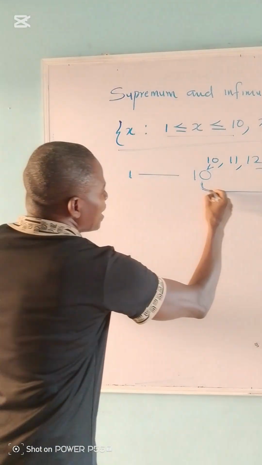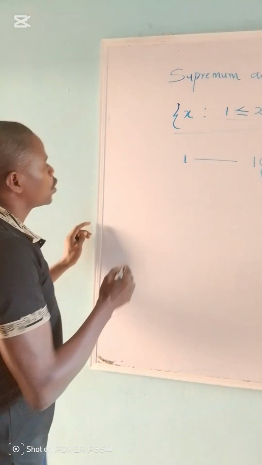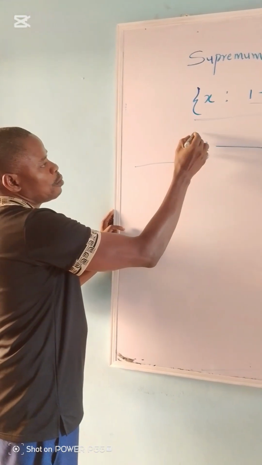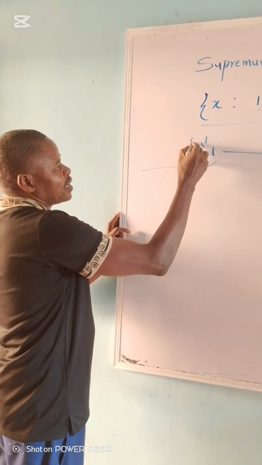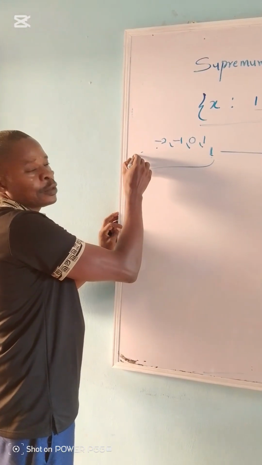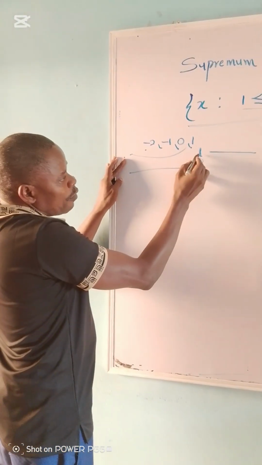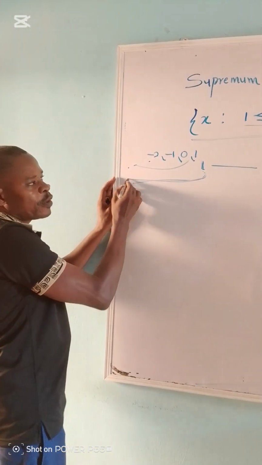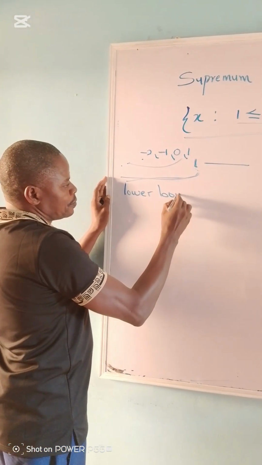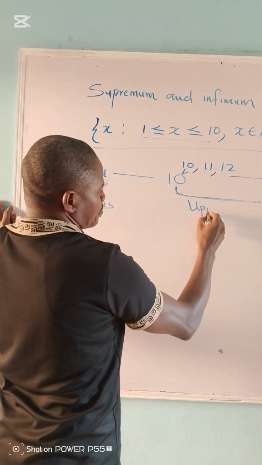So all the numbers that are here, we call them the upper bounds. While the numbers that are here, we still have something like 1, we have 0, we have -1, we have -2, and so on. All these numbers are not part of the set, except this one. But from this one downward here, we call them the lower bounds. While all these ones, we call them upper bounds.